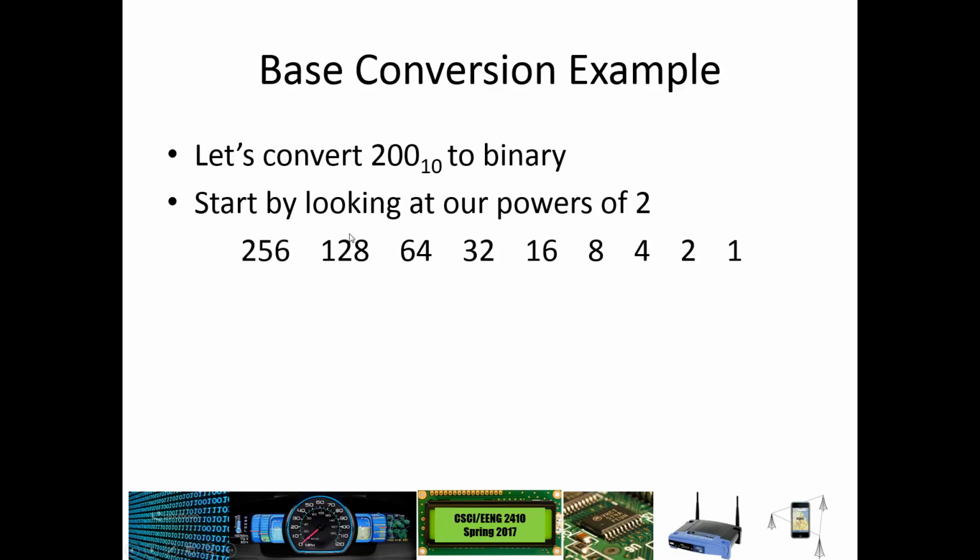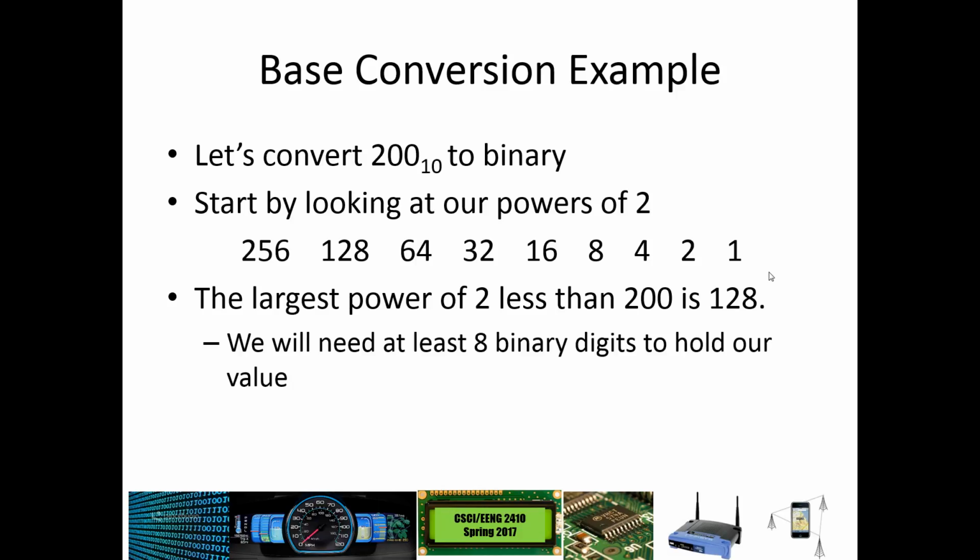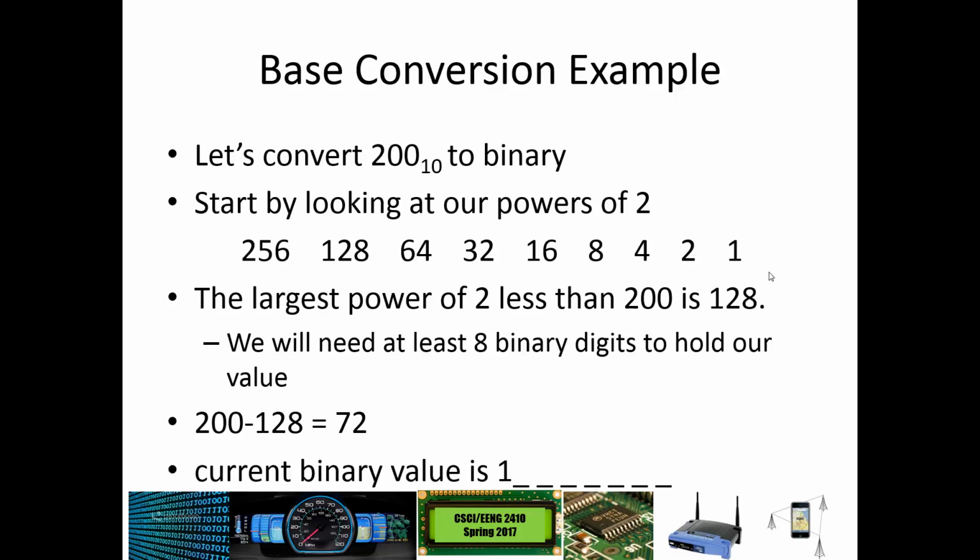And then our 1 is going to be in the 128 place. And then we need to figure out what is going to go in these other places from the 64's place on down to the 1's. So our largest power of 2 less than 200, 128, we know we're going to need at least 8 binary digits to hold our value there. And so we are going to subtract that 128 and have 72.